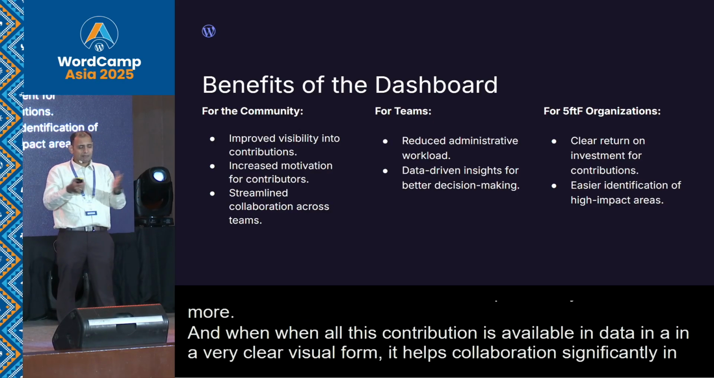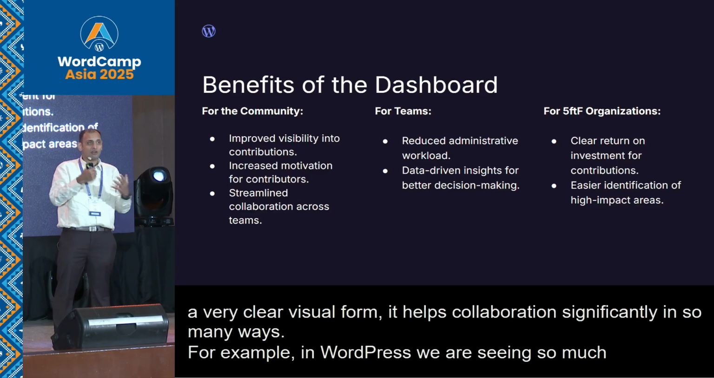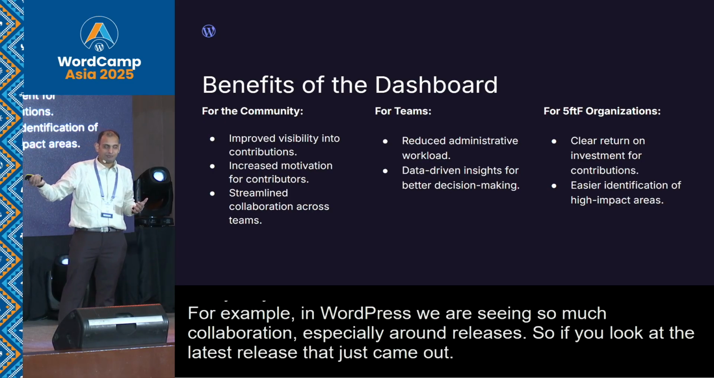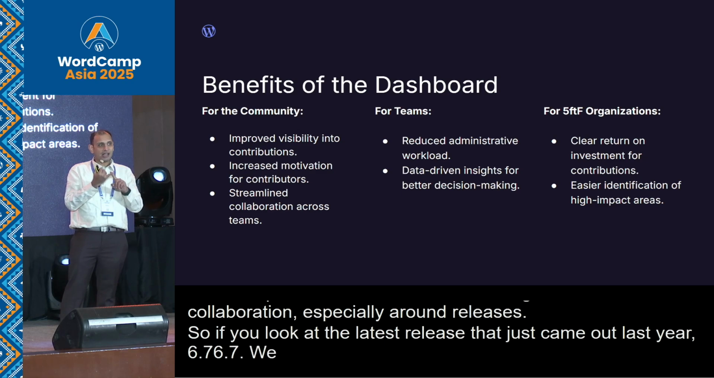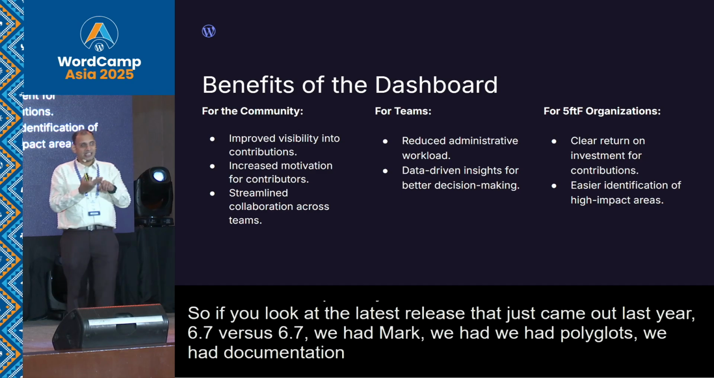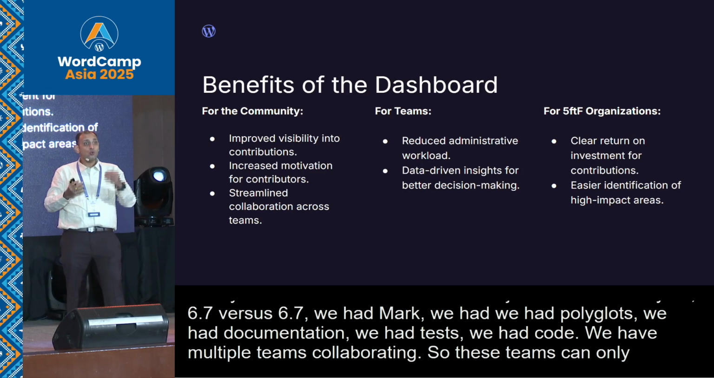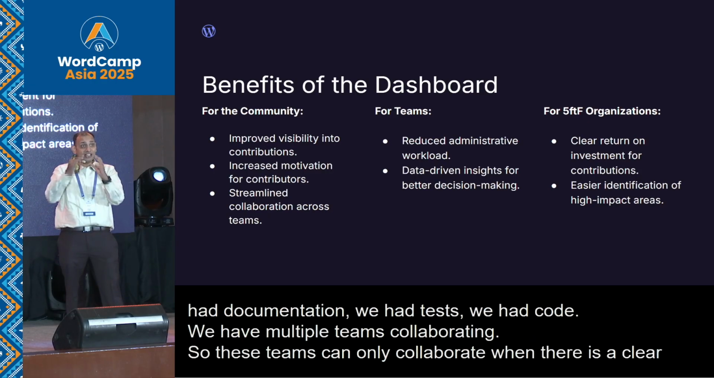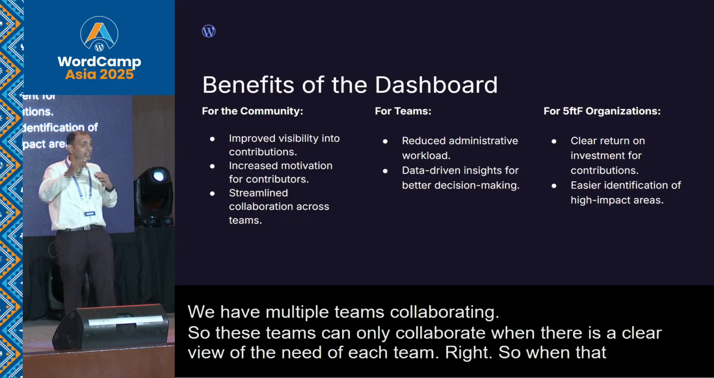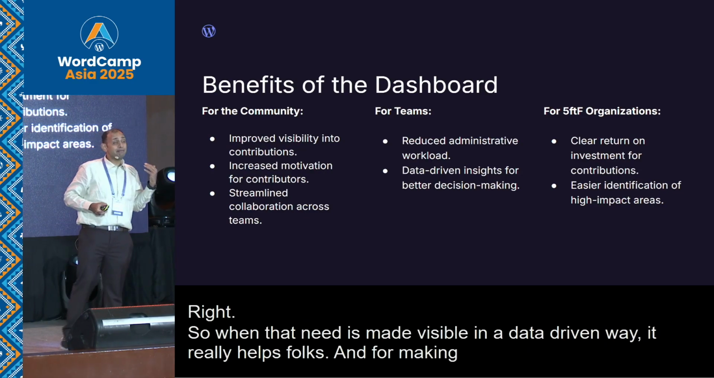In so many ways. For example, in WordPress, we are seeing so much cross-team collaboration, especially around releases. If you look at the latest release that just came out last year, WordPress 6.7, we had polyglots, we had documentation, we had test, we had core, we had multiple teams collaborating. These teams can only collaborate when there is a clear view of the need of each team, right? So when that need is made visible in a data-driven way, it really helps folks. And for make teams, it helps immensely.